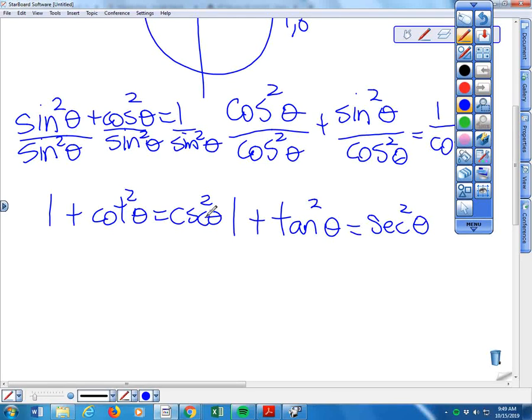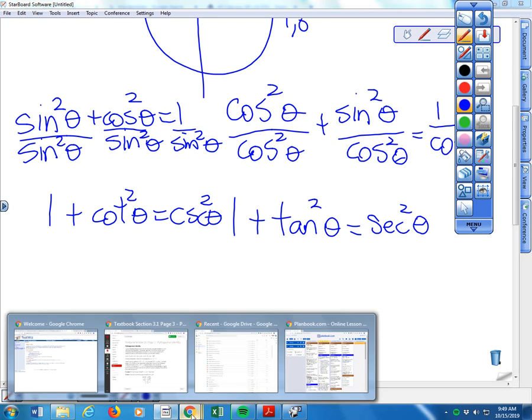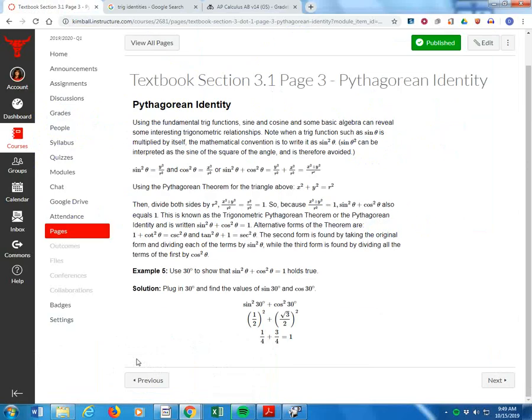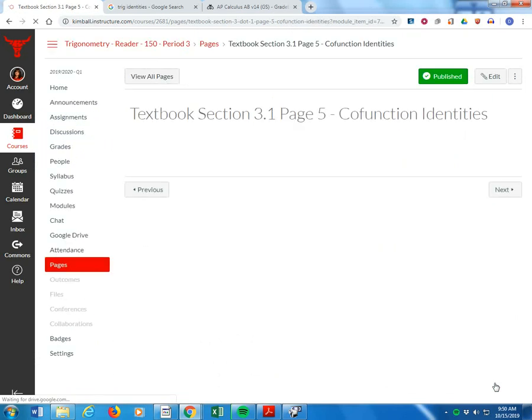Quotient, we already know. We talked about those after reciprocal just a minute ago. Tangent, sine over cosine. Cotangent, cosine over sine. I think that's all that you need for 1 and 2 at least. Cofunction is basically just shifting it.